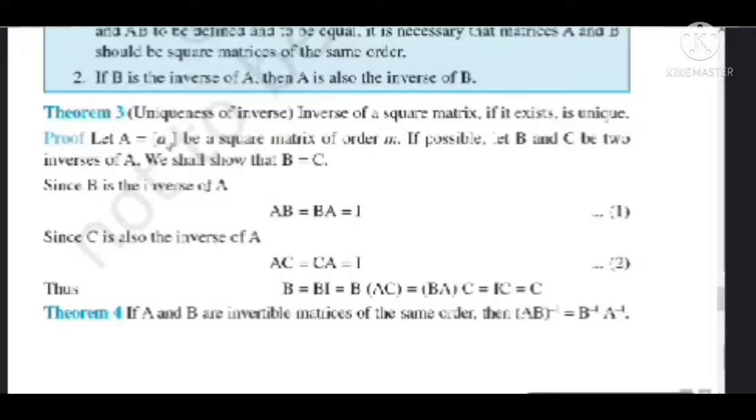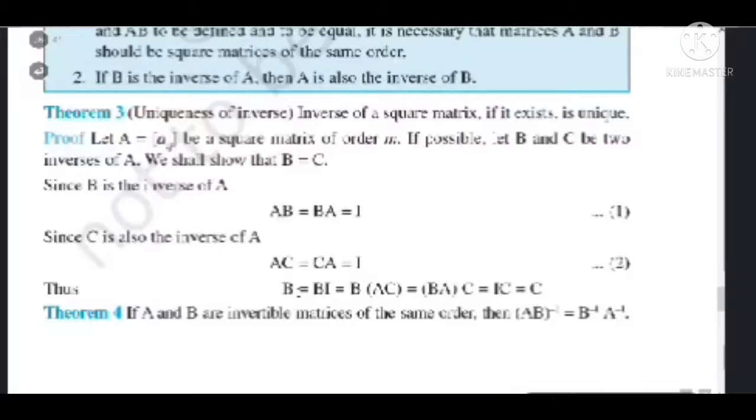Since B is the inverse of A, that means according to the formula of inverse, AB equal to BA equal to I. So this is one. Since C is also the inverse of A, then AC equal to CA equal to I. Thus now you see, we have to verify whether B is equal to C or not.